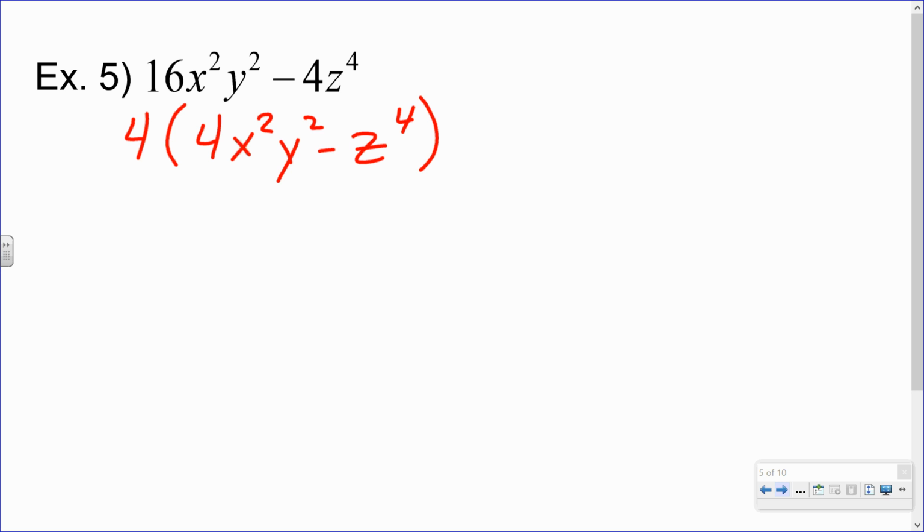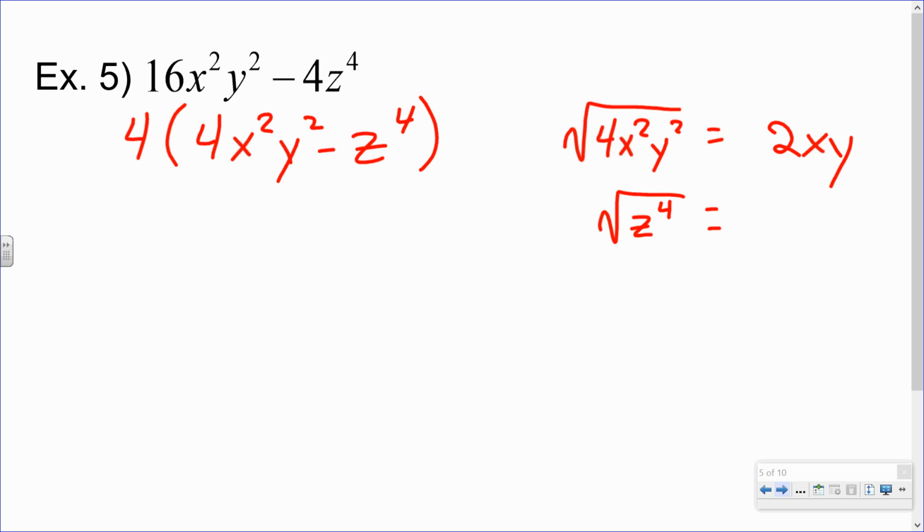One, two terms, so it's a binomial. Do we have a minus sign in between? Can we take the square root of 4x squared y squared? And so, Jembe, what do we get? Can we take the square root of z to the fourth? Everybody, what do we get?